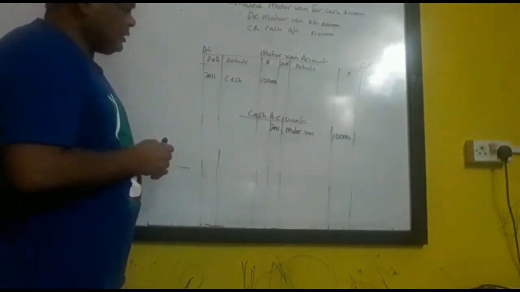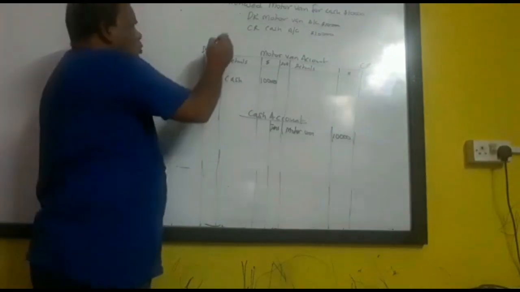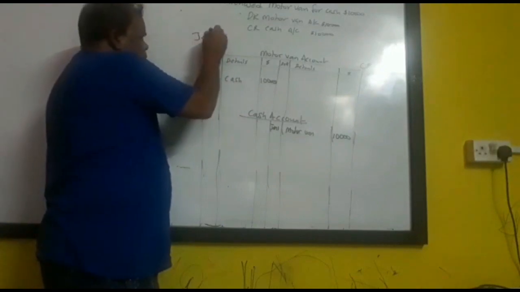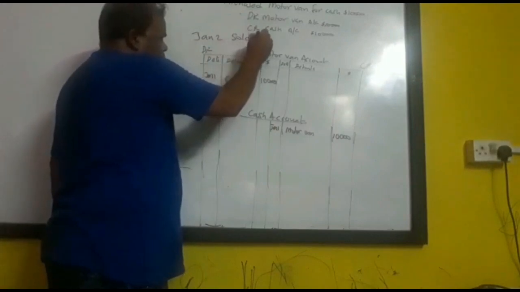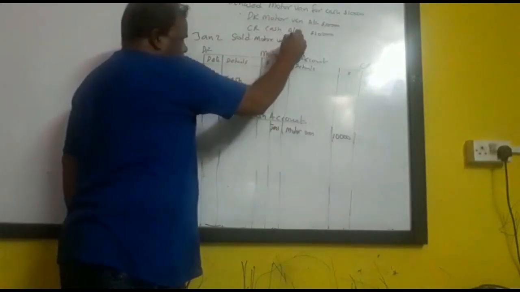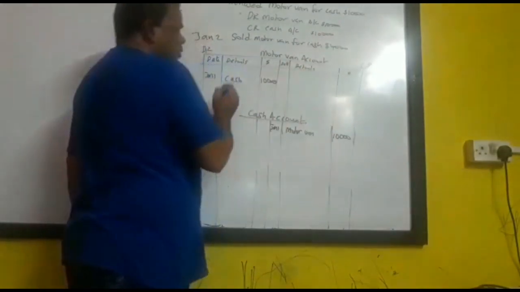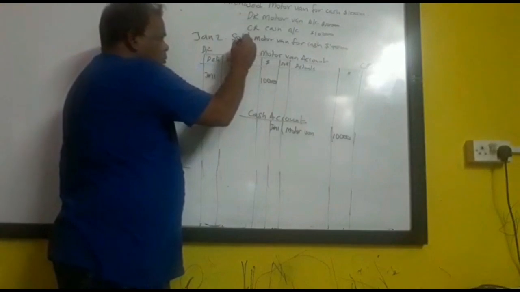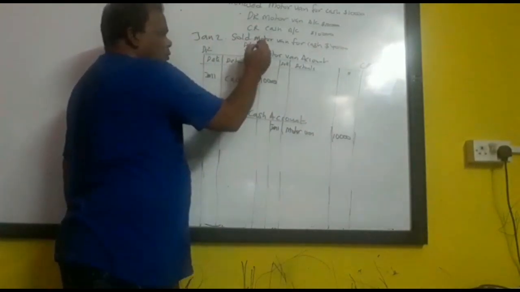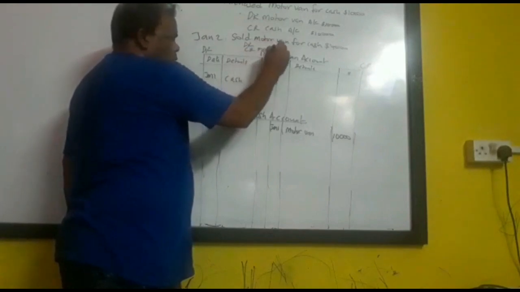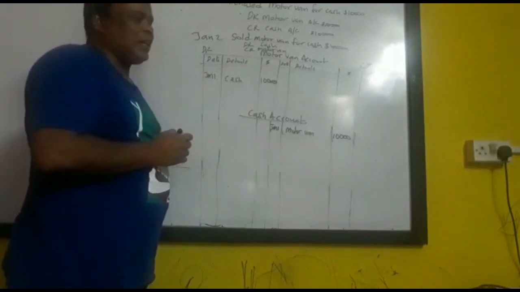Now, let us see a second example. January 2, sold motor van for cash $4,000. So what are the two accounts involved? Debit, credit. We have sold motor van, so credit motor van, and debit cash account. So these two accounts are involved, the cash account and the motor van account.